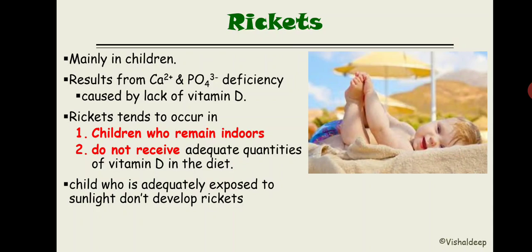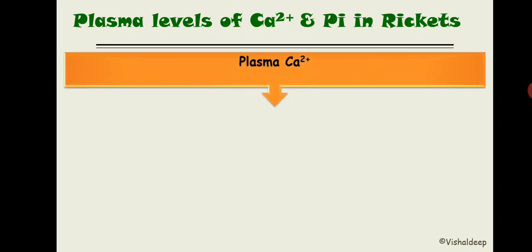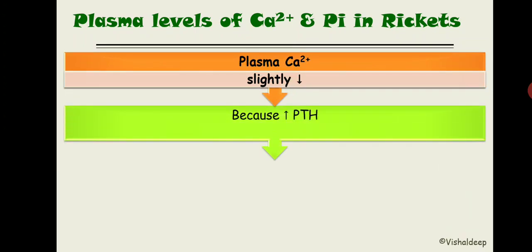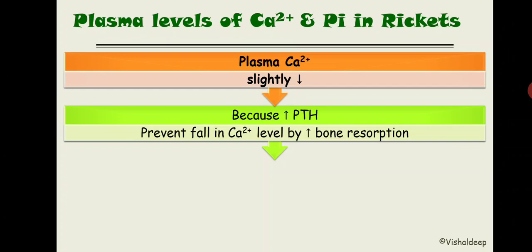Now what happens to the plasma level? As I told you, plasma calcium and phosphate will be decreased. Now how much calcium and how much phosphate will decrease, let's discuss. As far as calcium is concerned, the plasma calcium level is only slightly decreased, because whenever plasma calcium decreases, it leads to increased synthesis of parathyroid hormone, and increased parathyroid hormone ultimately leads to increased bone resorption and prevents the calcium level from falling too much, right?